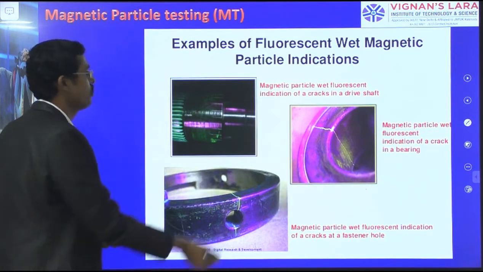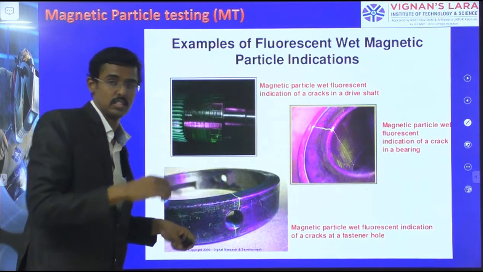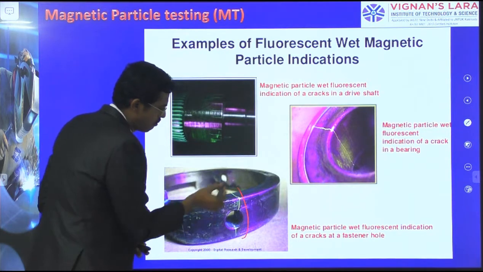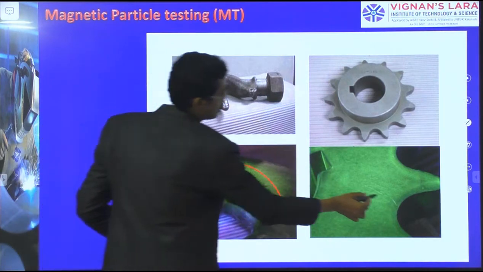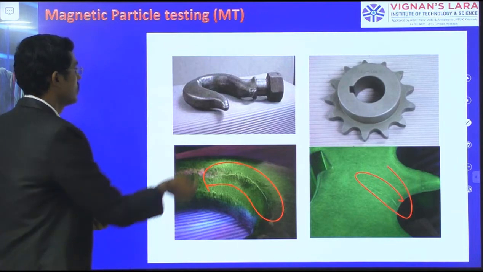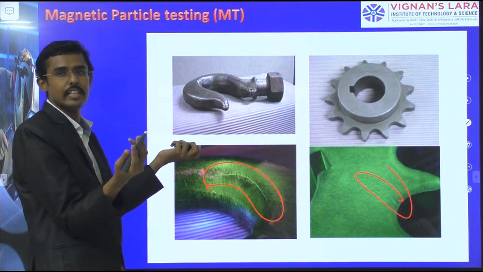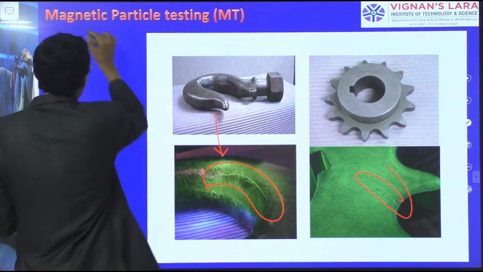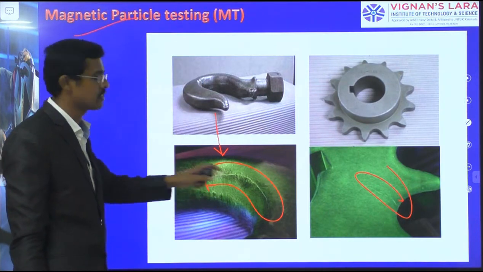We can also use fluorescence. Instead of red iron particles, we can use fluorescence, which will glow in the dark. That method is also possible. Some of the cracks you see, we are identifying through fluorescence. Here is a specimen which, when we look at it visually, we are not able to find the crack. But after applying the magnetic particles, the same specimen looks like this, where the crack is visible.